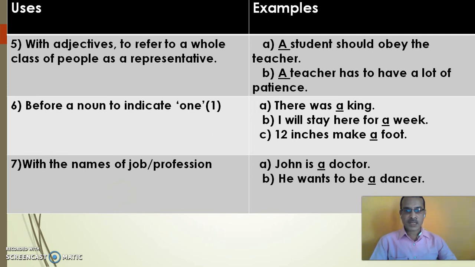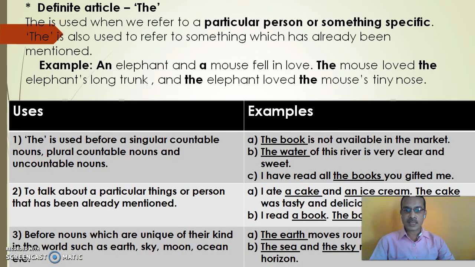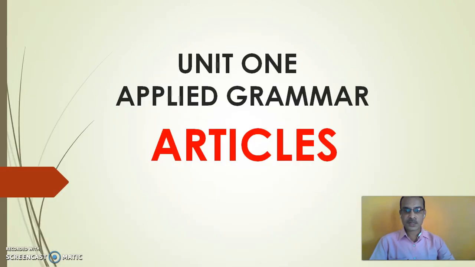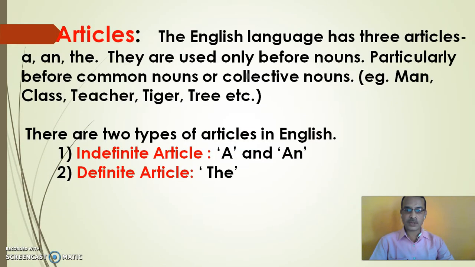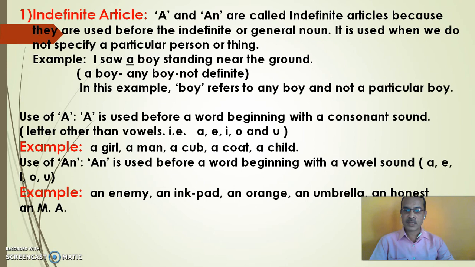In the next example, we can have the example of using article an. Article an is used before the words which start with the vowels like A, E, I, O, U. In this example, we can see the words like elephant, ant, orange, umbrella, honest. These are the examples of words with vowels. So, before such types of words, we should use article an.